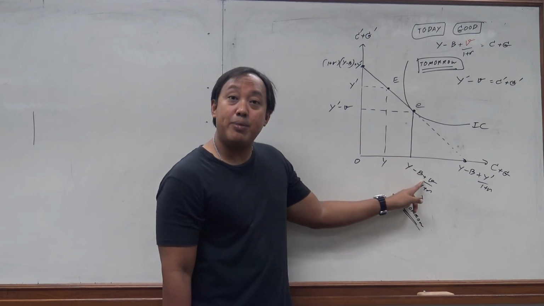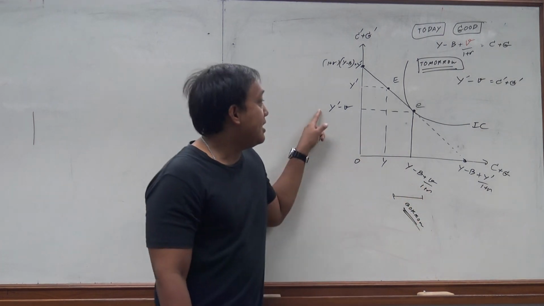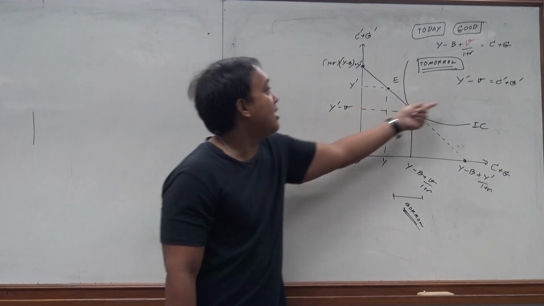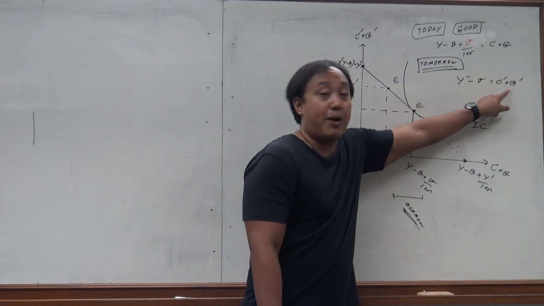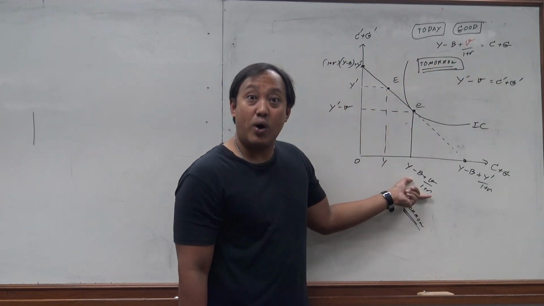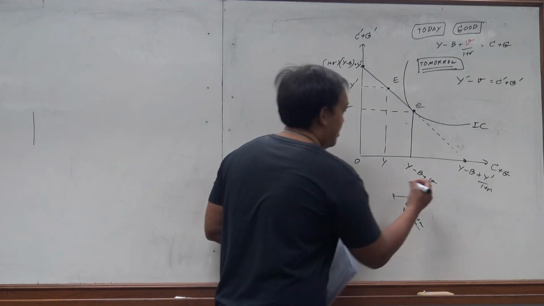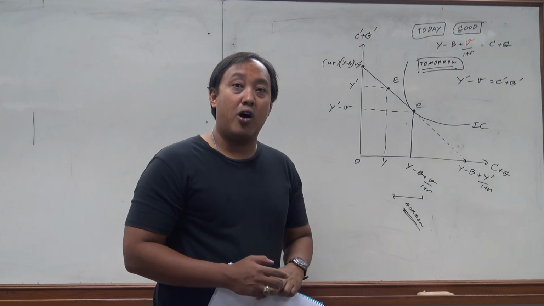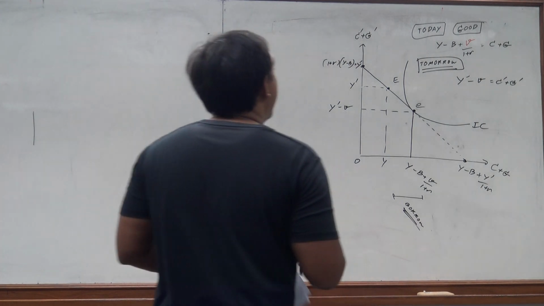Okay, y minus b plus b over 1 plus r. This is the money you're going to enjoy spending tomorrow. Y prime minus v here. Okay, C prime plus G prime equals this one. C plus G equals this one. So good, this is if you are a good borrower. So then, let's compare it together.